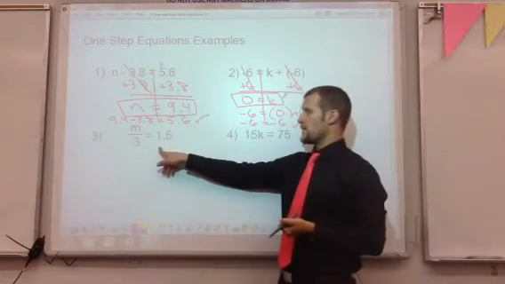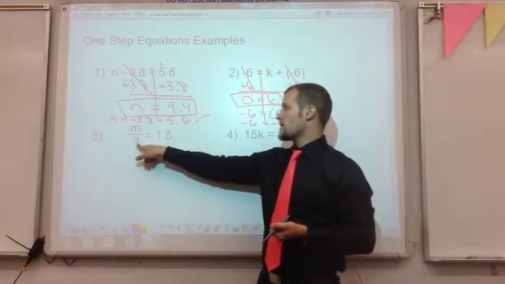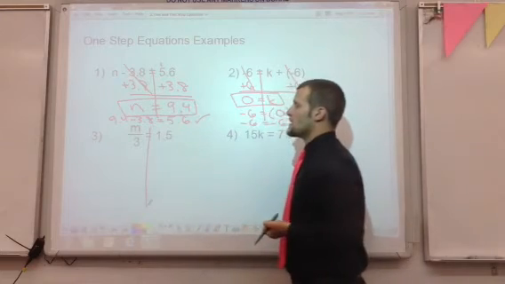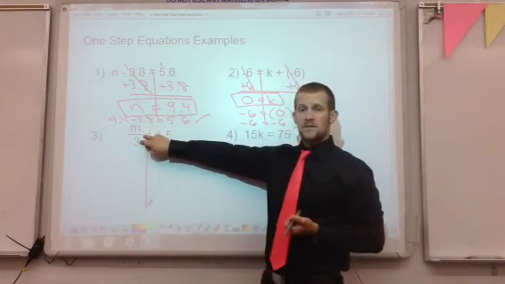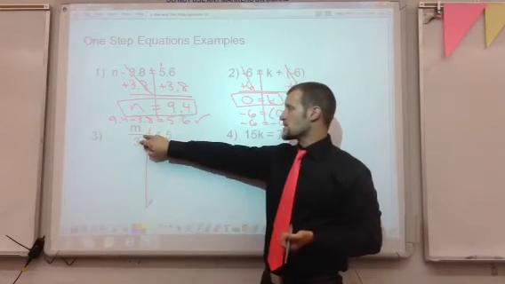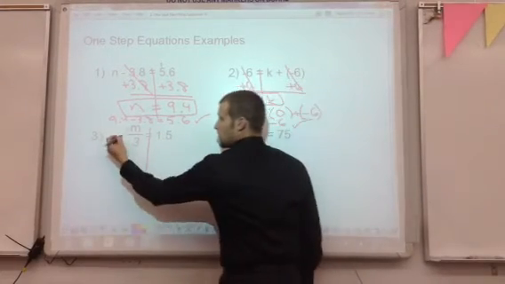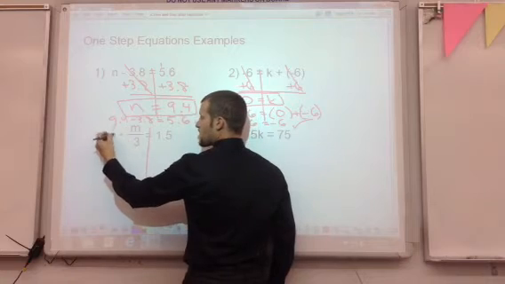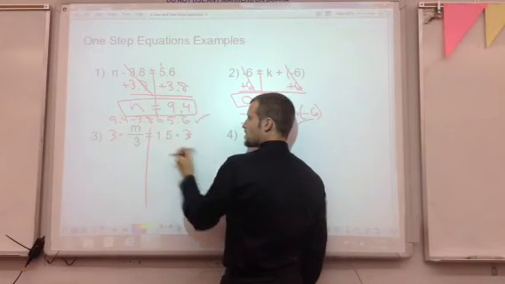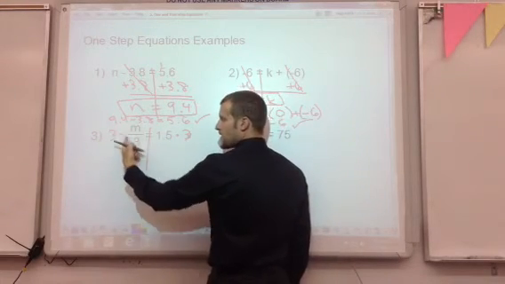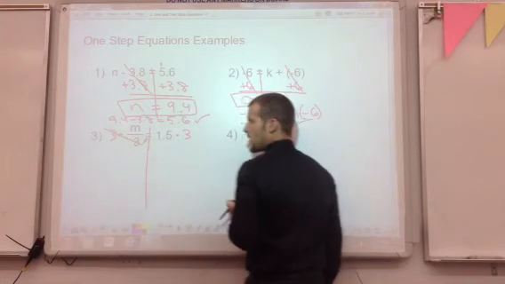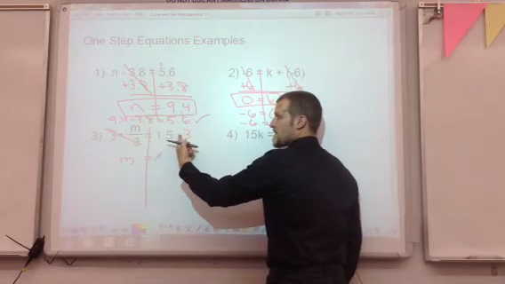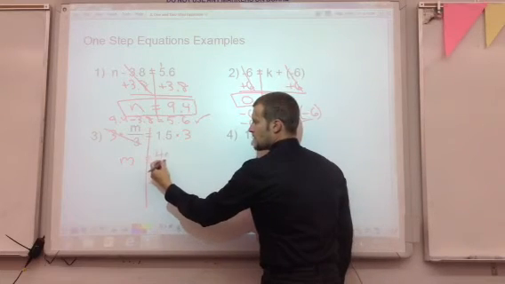Problem number 3. I have m divided by 3 equals 1.5. I need the inverse operation for divided by 3. The inverse operation of divide is multiply. And it's dividing by 3, so I will multiply by 3. Divide by 3 and multiply by 3 cancel and go away. m is all alone. 1.5 times 3 gives us 4.5.